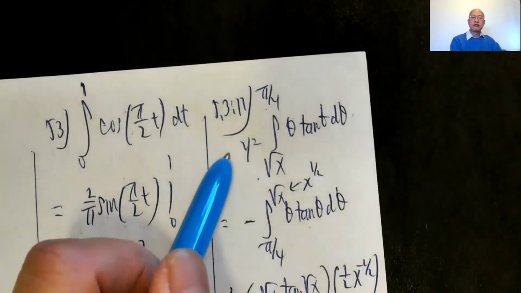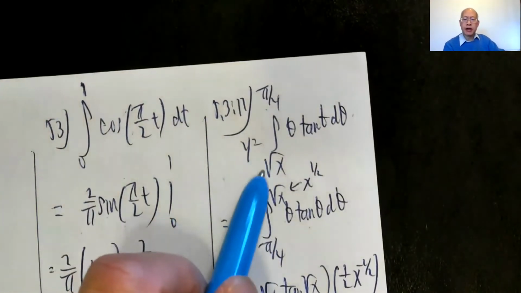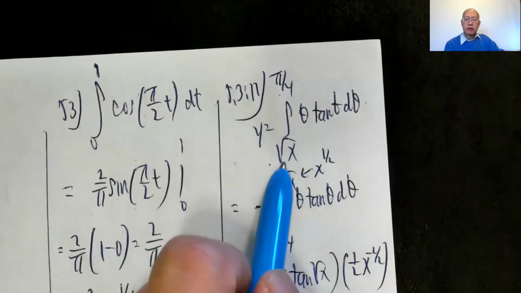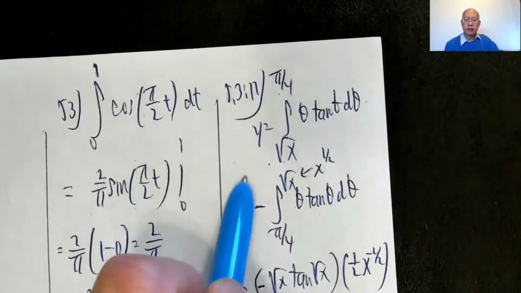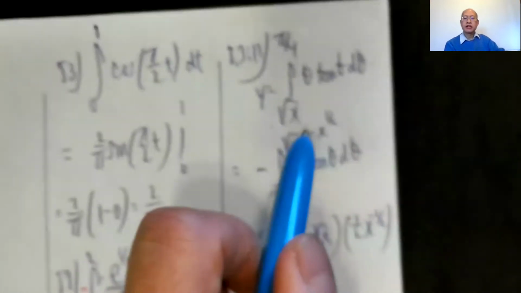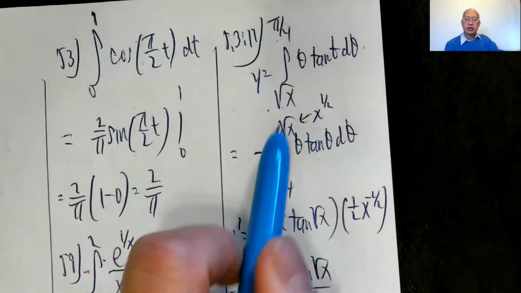5.317, find the derivative of y is the integral from radical x to pi over 4, theta tan theta d theta. Variable constant. It needs to be the other way around, so switch it. Negative integral from pi over 4 to radical x, which is x to the half. That's the way it should be.